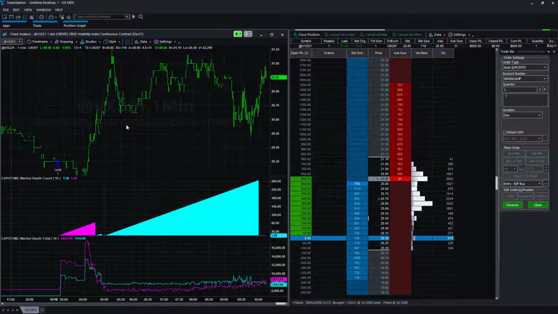that explain that. So wanted to share that with you today, VIX futures as well as the market depth.